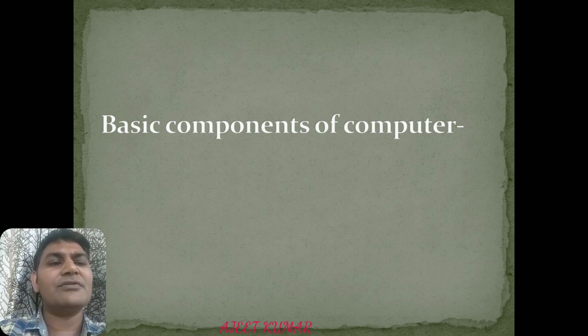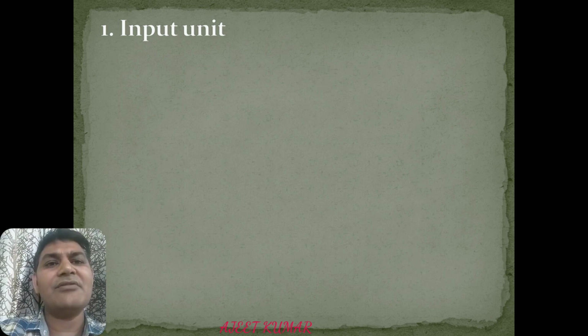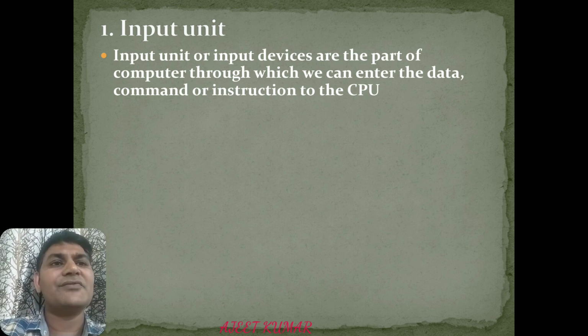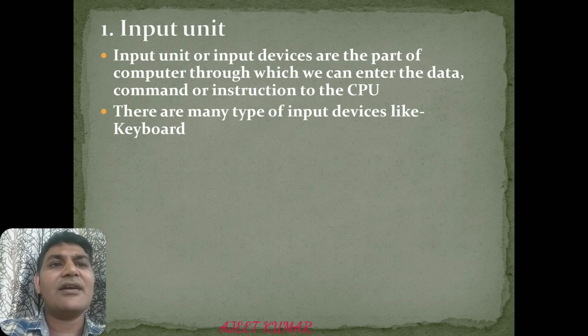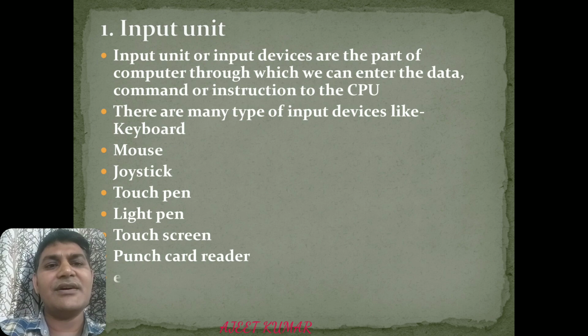Basic components of computer. The computer organization can be divided into three parts. The first part is input unit. Input unit or input devices are the part of computer through which we can enter the data, command or instruction to the CPU. There are many types of input devices like keyboard, mouse, joystick, touch pen, light pen, touch screen, punch card reader, etc.